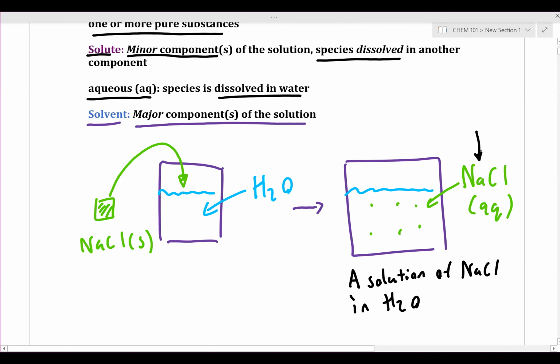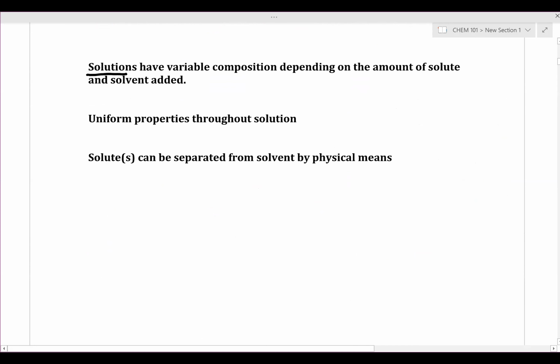Let's now talk a little bit about a key property of solutions. So solutions, as they are a mixture, have variable composition depending on the amount of solute and solvent added. So just remember this idea of variable composition. When I say a solution of sodium chloride, I need to be a little bit more specific because I'm not telling you how much sodium chloride we have dissolved. A key additional property of solutions is they have uniform properties throughout. They're homogeneous. That's another way to think about this.